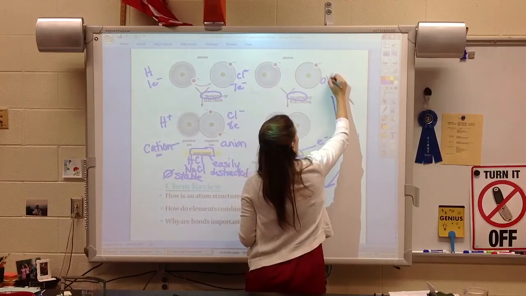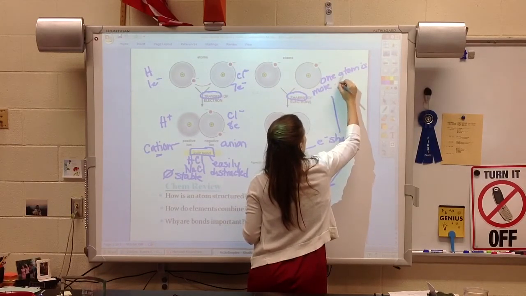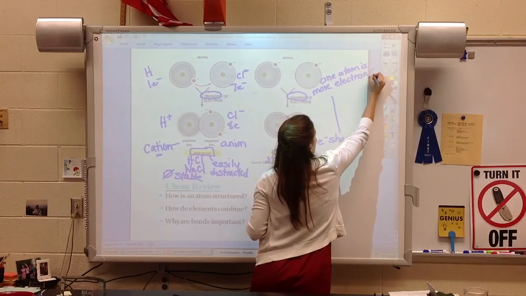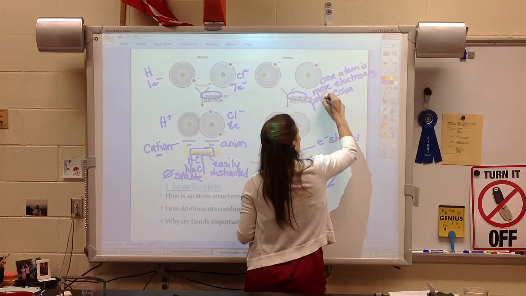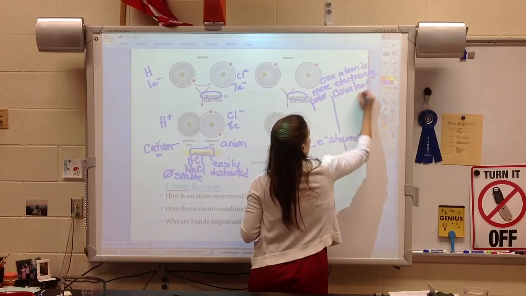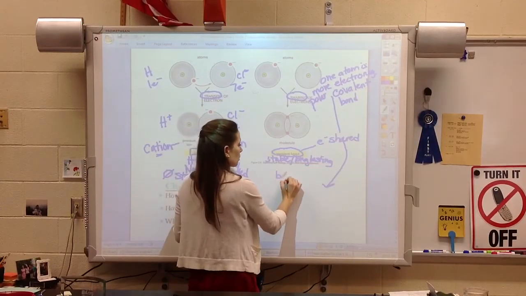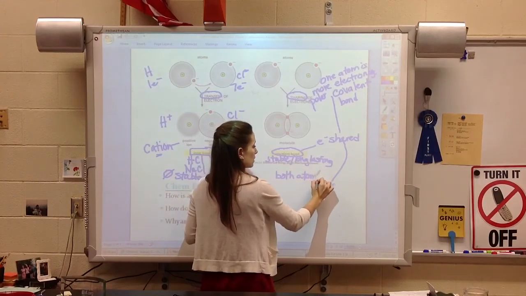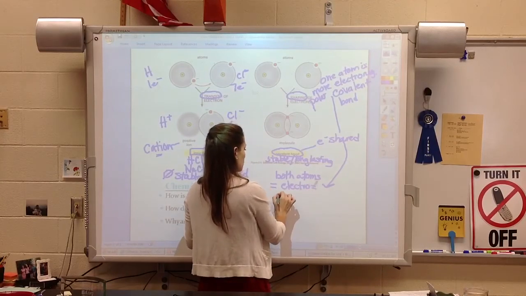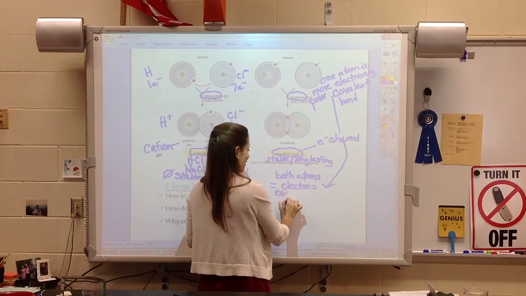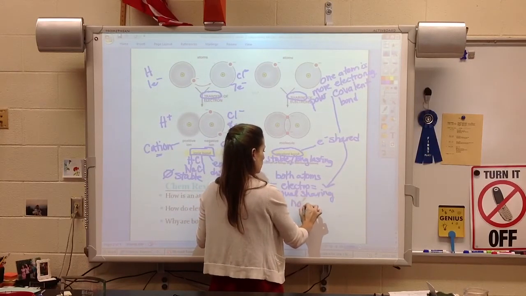If one atom is more electronegative, we're going to have what's called a polar covalent bond. We'll come back to that in just a second. If both atoms are equal in their electronegativity, that equals equal sharing, and we call that non-polar.